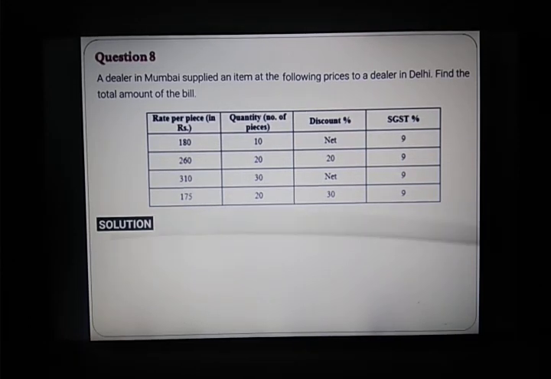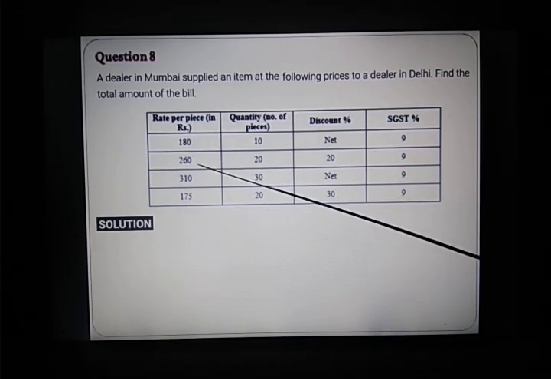Okay, now similarly there's another kind of product whose number is 20 and whose rate per piece is given to be rupees 260. There's a discount of 20% and SGST is again 9%, sorry, IGST is 9%. Similarly, the other two are also there. So let's have a look at this table properly and we'll move on to the solution.